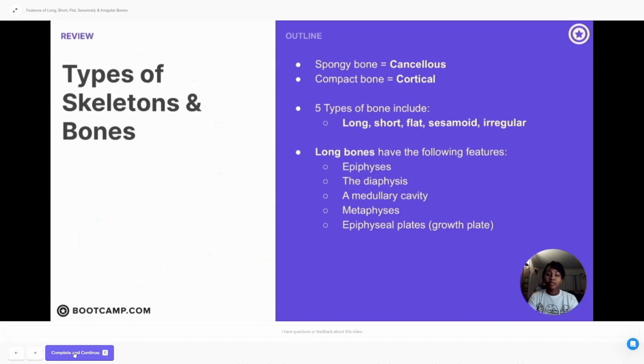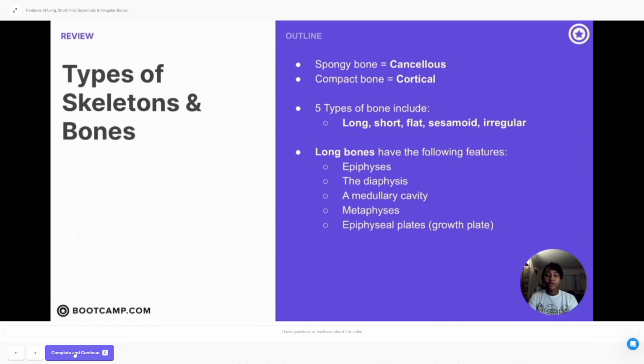Long bones are going to be the most special out of the group because they'll have a few features or microstructures that we need to pay attention to, simply because they're so important when it comes to growth and development. So long bones will have epiphyses, which are located at each end of the bone, as well as the long middle section called the diaphysis. Now while the diaphysis appears to be hollow, it's not going to be hollow at all. It's going to be filled with spongy bone as well as yellow bone marrow that fills the medullary cavity.